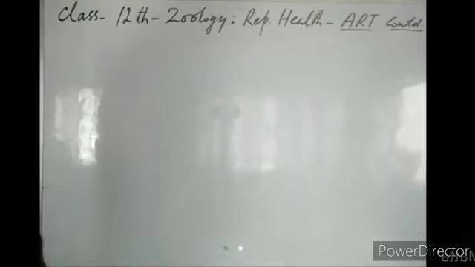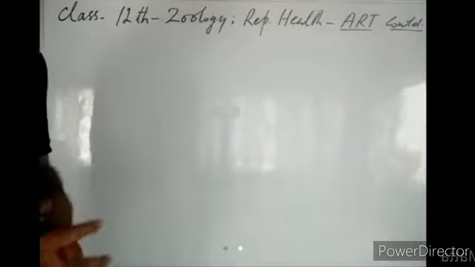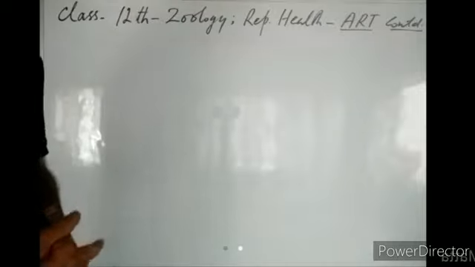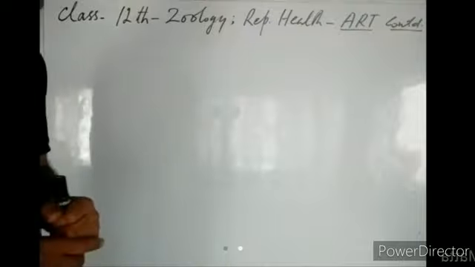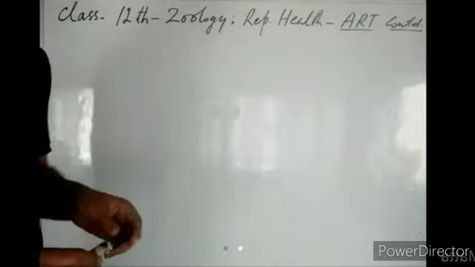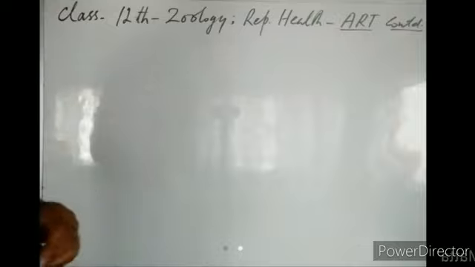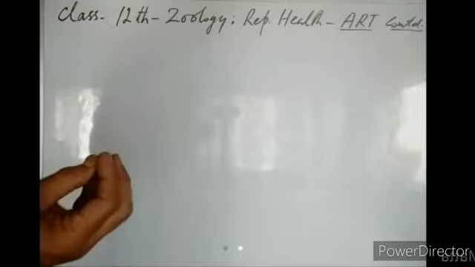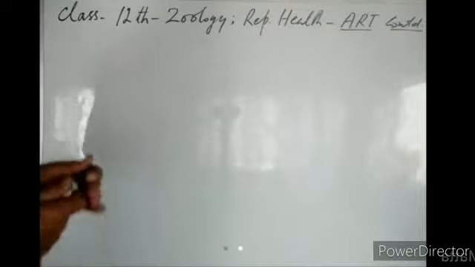So let us start our today's topic. We were discussing assisted reproductive technology. Now you know what assisted reproductive technology is. It is a group of techniques or methods which help infertile couples to bear children or to conceive, right? Then we discussed causes of infertility. Then we were discussing how this assisted reproductive technology can help infertile couples to bear children, right?